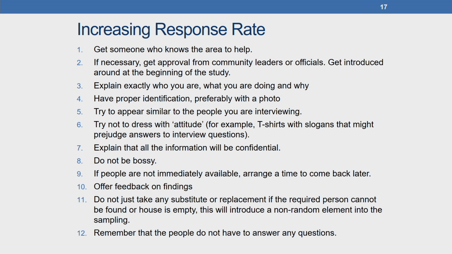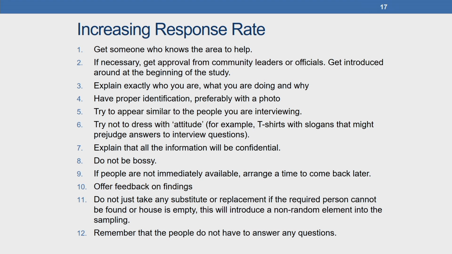You explain exactly who you are, what you are doing and why. Have proper identification, preferably with a photograph. You try to appear similar to the people you are interviewing. Your attitude and dressing sense also add a lot to what you are trying to bring to the survey research. You explain that all the information will be confidential. You do not try to be very bossy or arrogant about the research that you are carrying out.